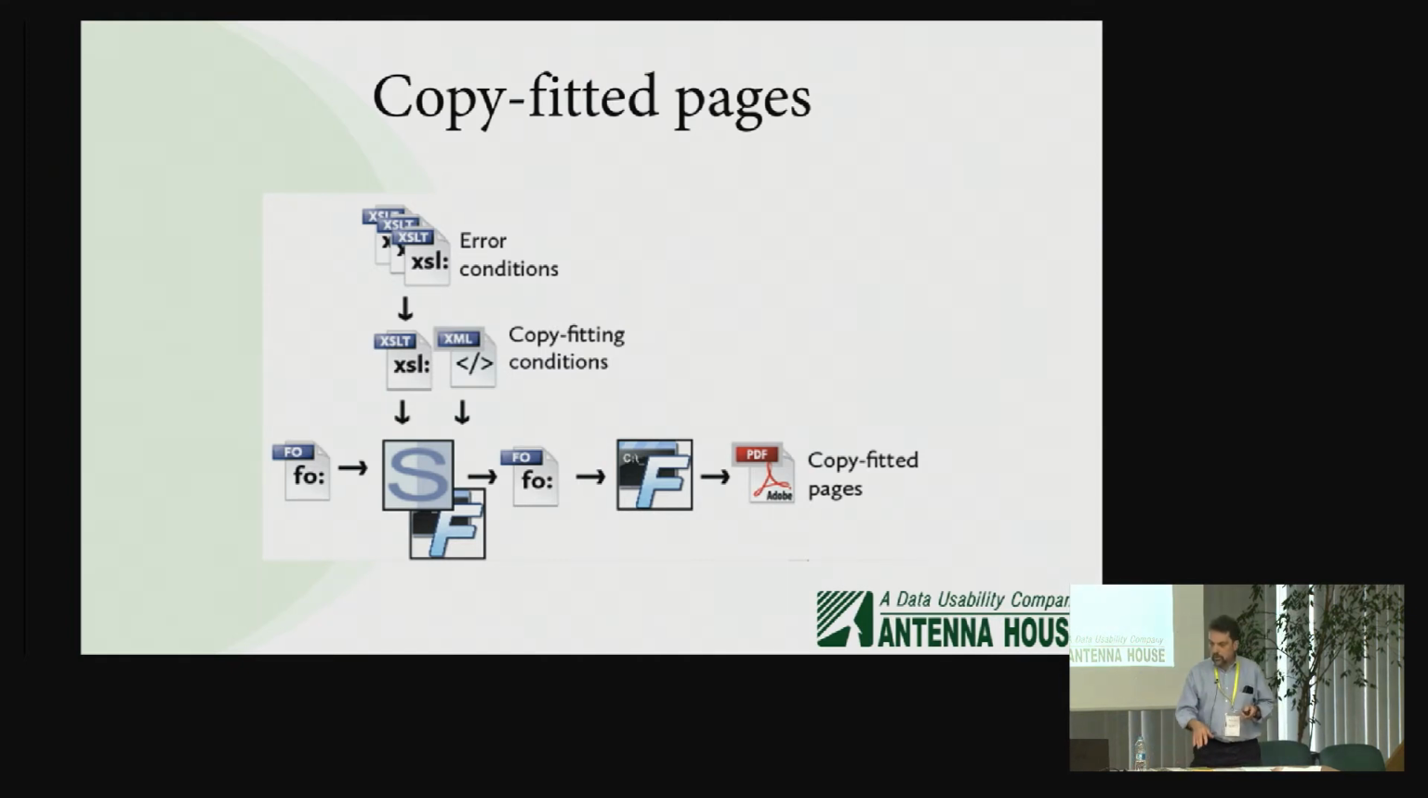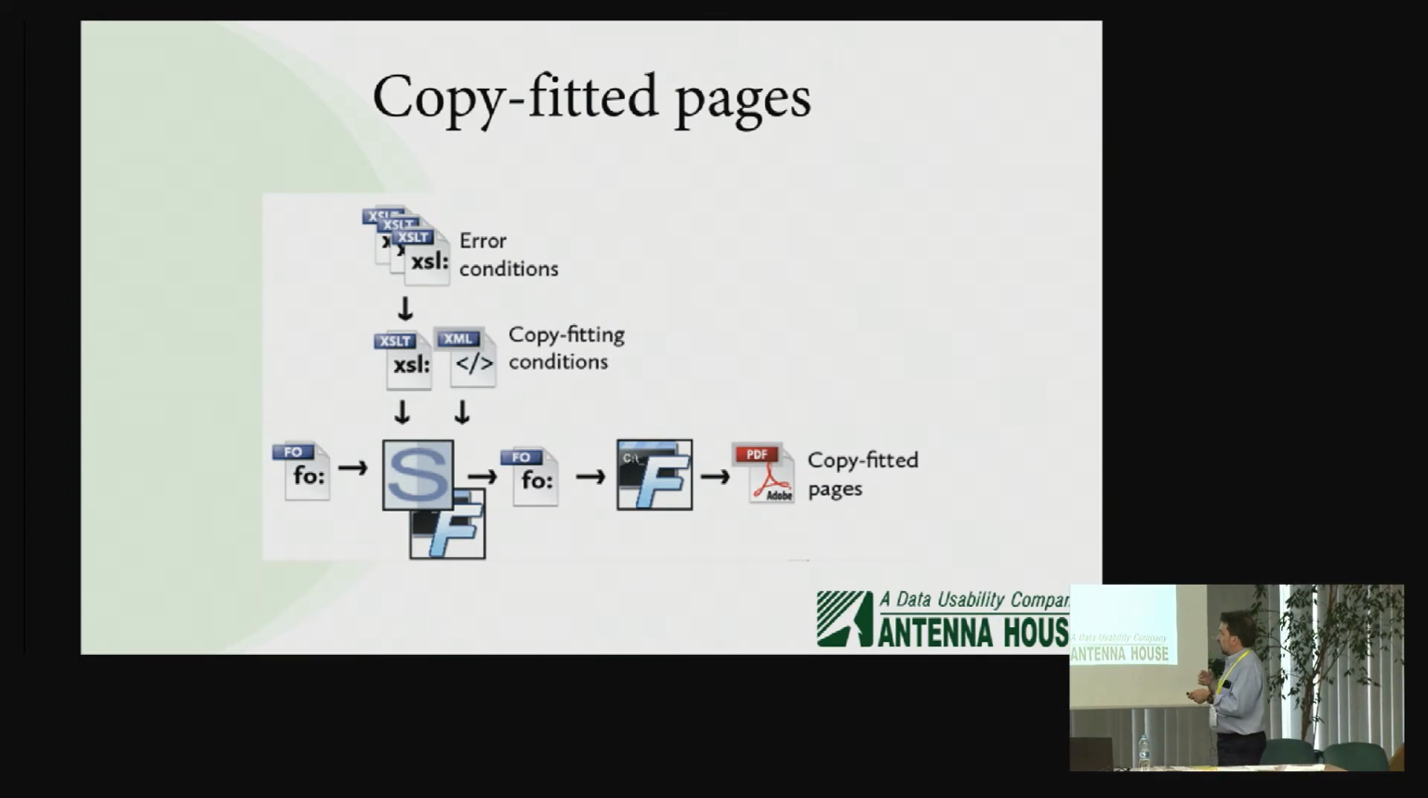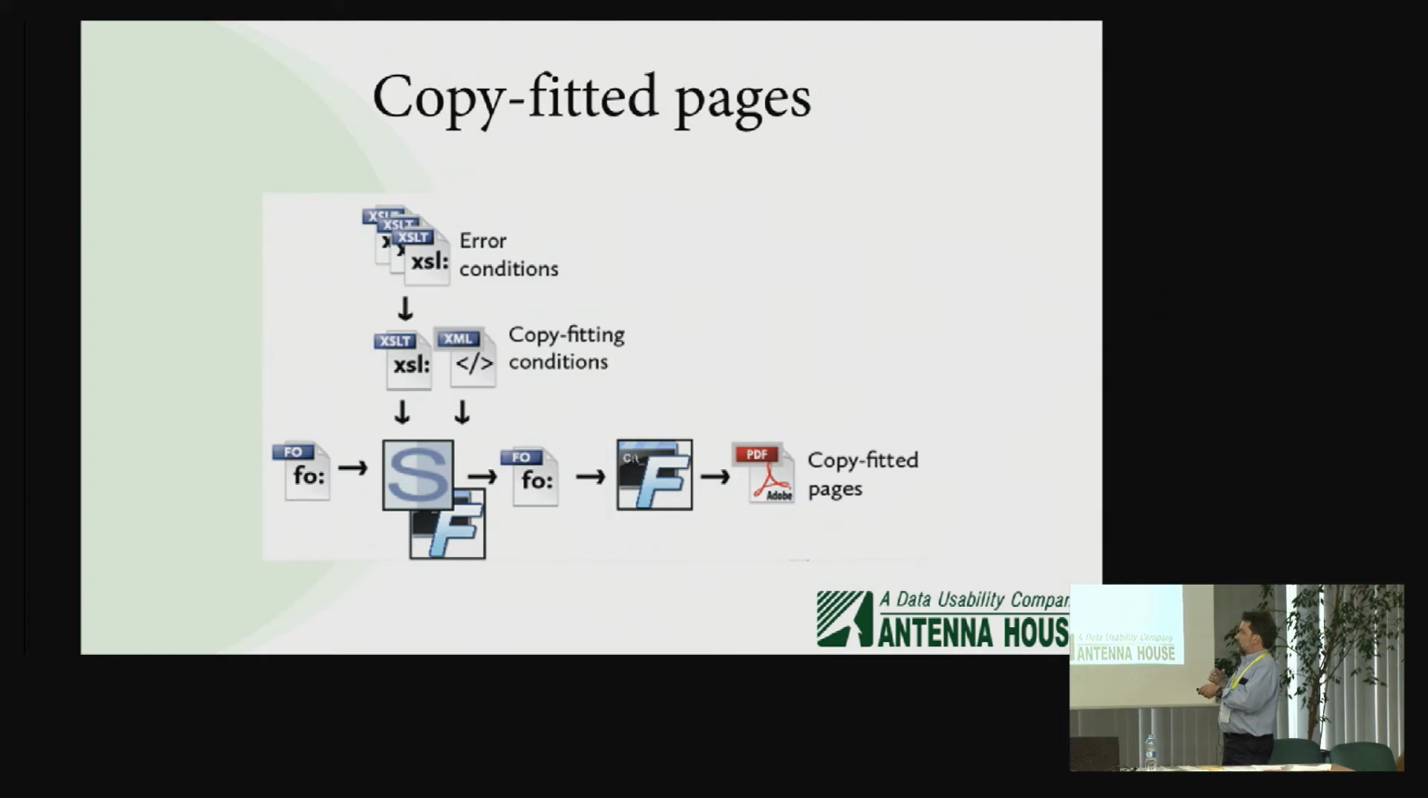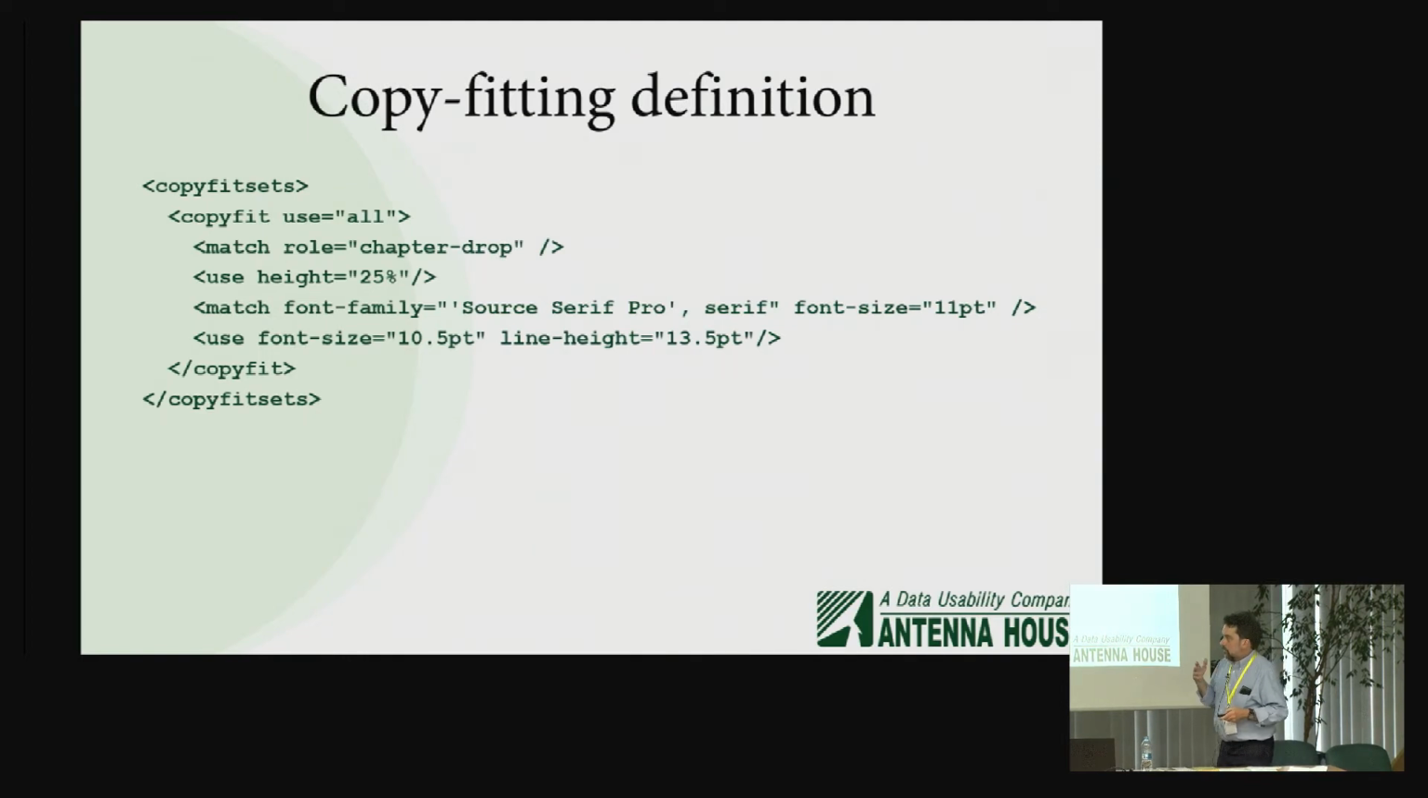so, of course, we're here for automated copy fitting. So, using another iteration, using the extensions from the print and page layout community group, I have my definition of the error conditions and also copy fitting conditions, which produces a copy fitted FO that I can format. So the copy fitting definition as it stands right now is pretty basic. A set of copy fitting instructions is going to use all of them.